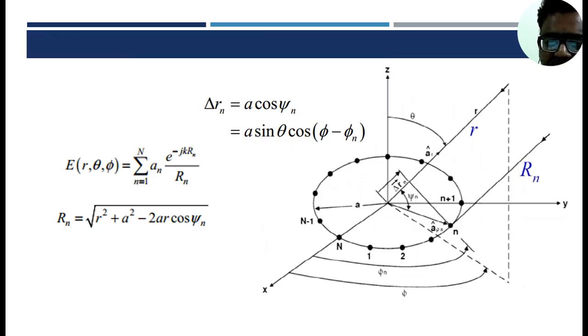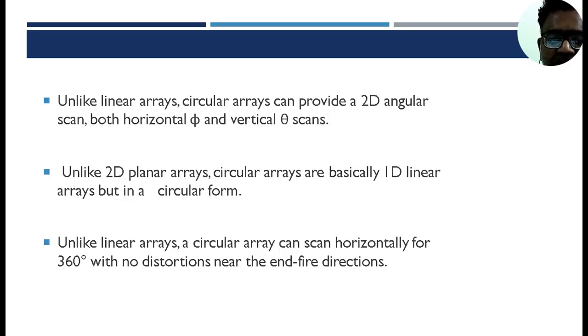This is a figure for a circular array. There is a circular ring-shaped pattern which provides us a radiation pattern in that area. Unlike a linear array, a circular array can provide angular scan both horizontal and vertical. Unlike a planar array, a circular array is basically a one-dimensional linear array, but in a circular form. Unlike linear arrays, a circular array can scan horizontally through 360 degrees with no distortion in any direction. So where planar arrays are 2D, circular arrays are one-dimensional in form.